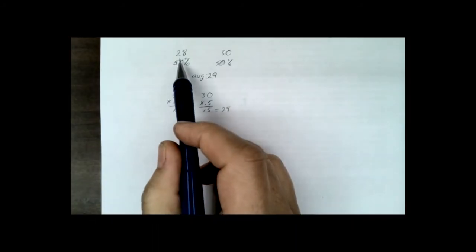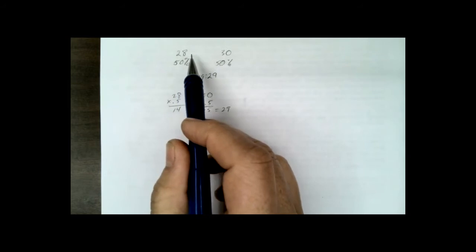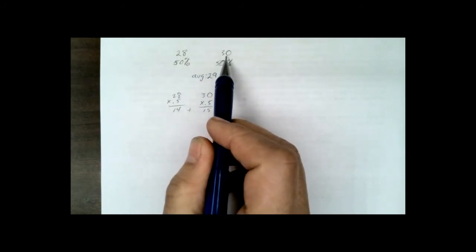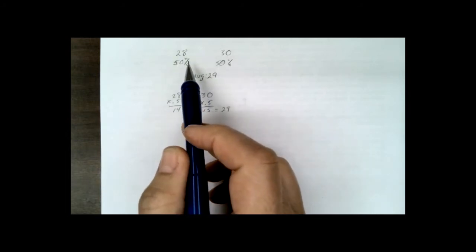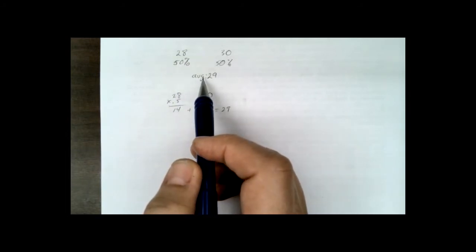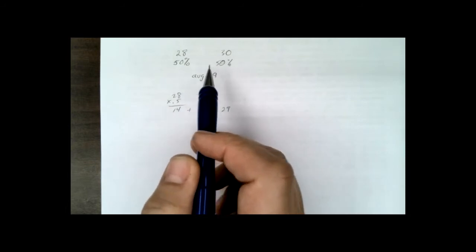So let's pretend we have an isotope that is 28 grams per mole and an isotope that is 30 grams per mole. But they occur in equal amounts, so they're 50% each. Then, of course, a lot of people leap immediately to, well, the average then is dead between them. It's 29. And that's true.